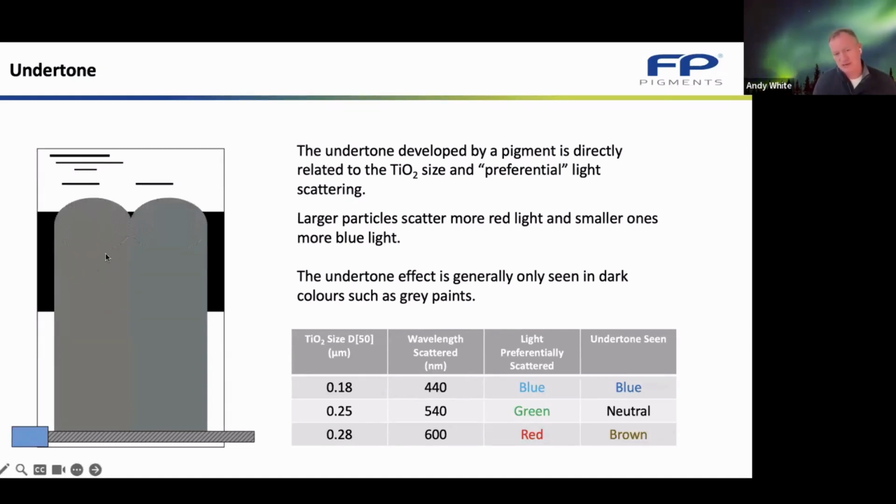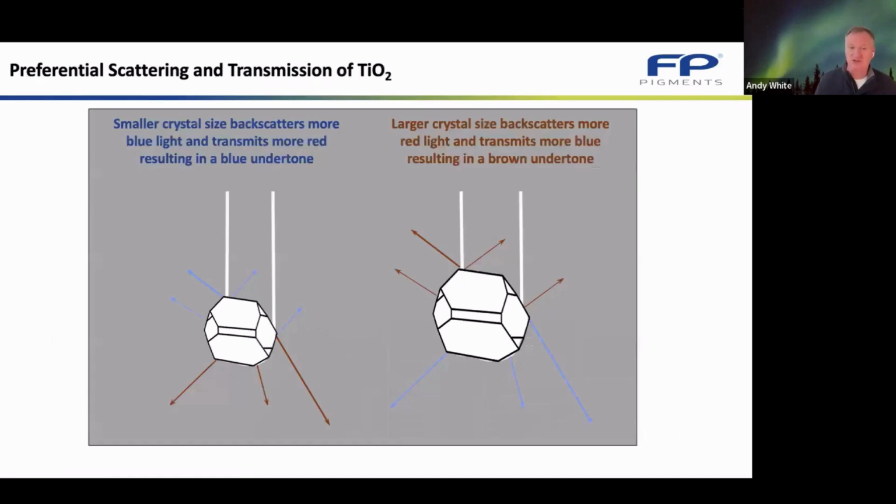And what you can see here is the drawdown. You can see a kind of a gray and a kind of browny gray. And what you see here is the scattered wavelengths change with the particle size of the TiO2. Essentially, the smaller crystal, you're going to scatter more blue light. With a larger crystal, you're going to scatter more red light. So variations in quality can lead to differences in this undertone.